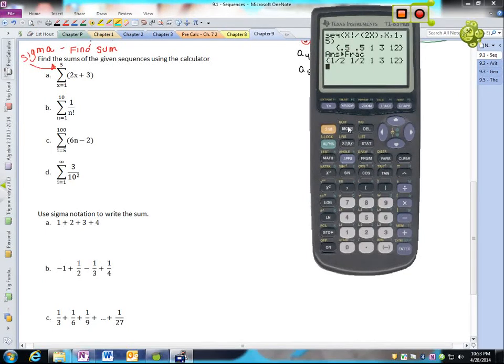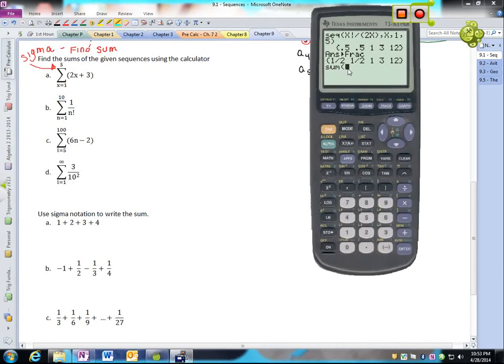I hit second stat. And to get to the sum, I need to arrow over to math. Number 5 will give me the sum. So my calculator now says sum of what? Well, I wanted to find the sum of the sequence.